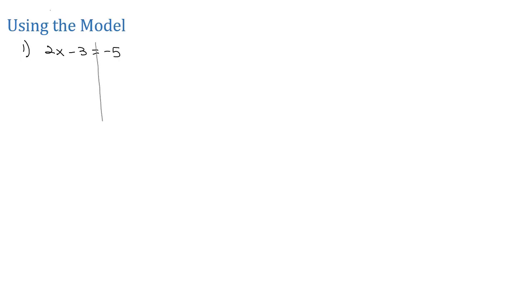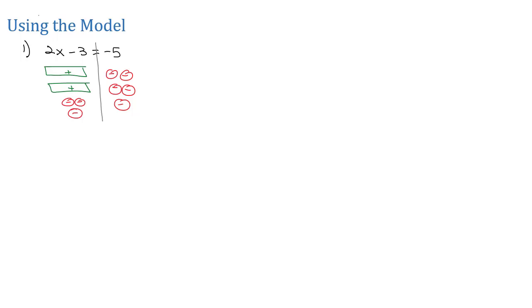So if I think about my model, 2x means I've got two positive x strips hanging out with 3 negative tiles. On the right side, there's 5 negative tiles. Now, we've got kind of two options that we can do in order to solve this. We know we can get rid of the 3 negative tiles by putting 3 positive tiles on. And we know we can separate the 2 positive tiles into 2 groups. So which one do we do first?